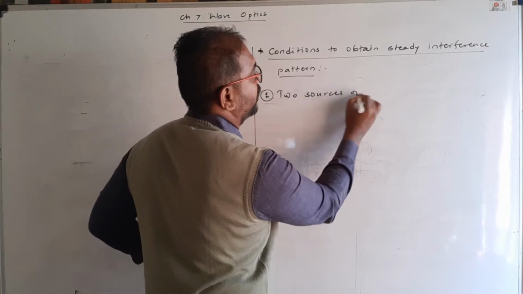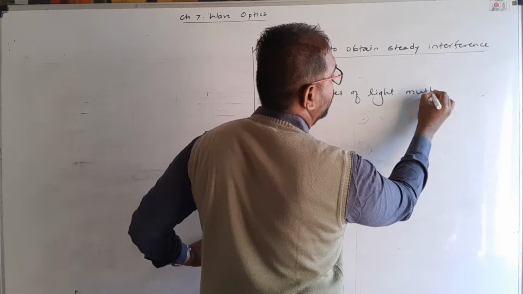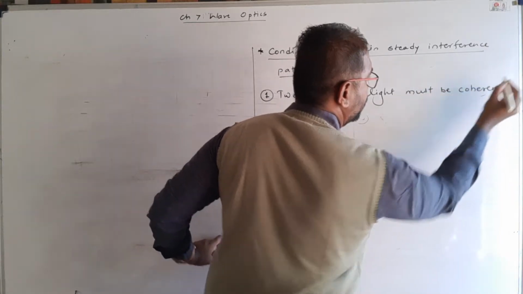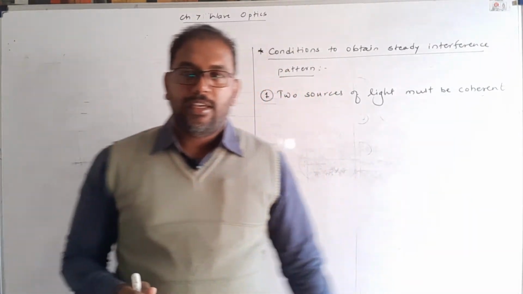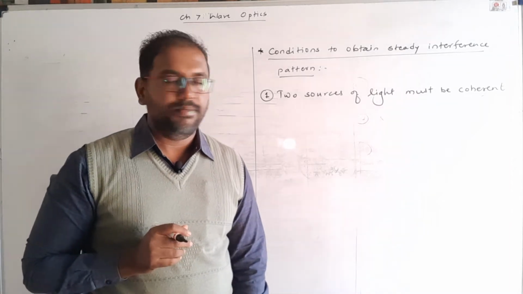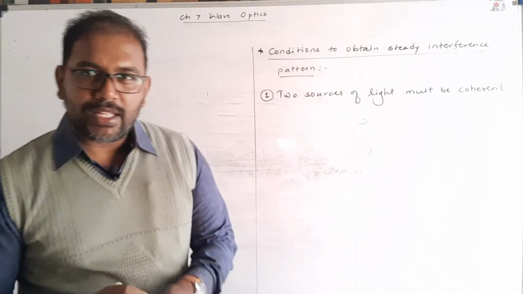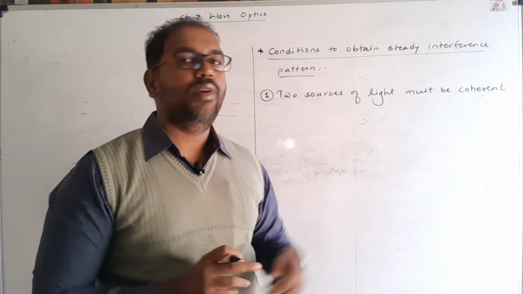Two sources of light must be coherent. Now what is coherent here? Coherent means if two sources of light have a constant phase difference between them, then they are called coherent. In other words, you can say that having the same frequency also, then they are called coherent.